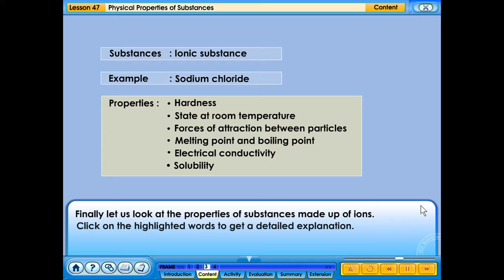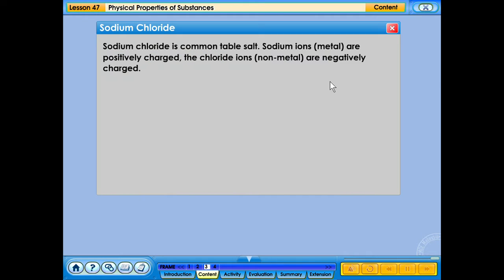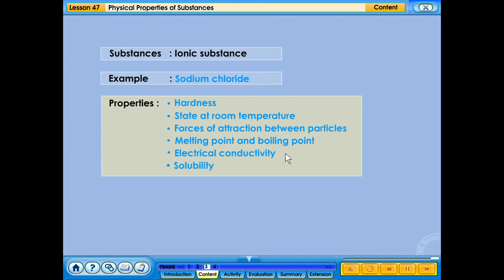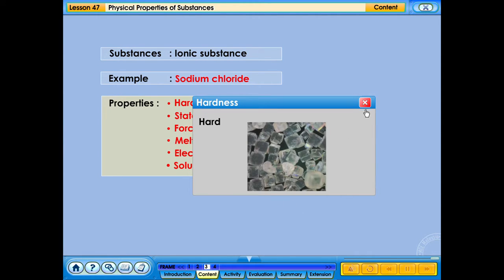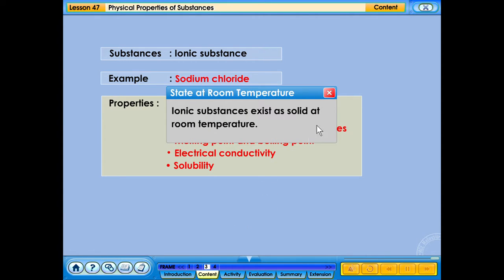Click on the highlighted word to get a detailed explanation. Sodium chloride is common table salt. Sodium ions, metal, are positively charged. The chloride ions, non-metal, are negatively charged. Hard. Ionic substances exist as solid at room temperature.